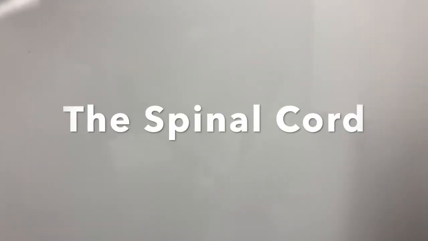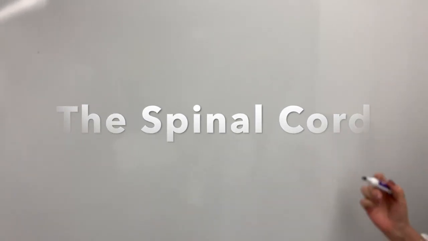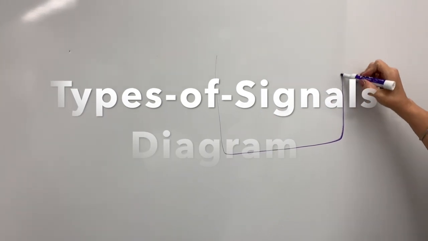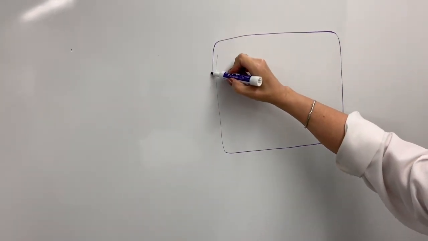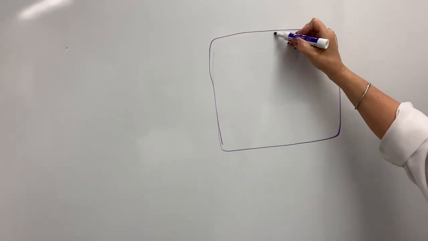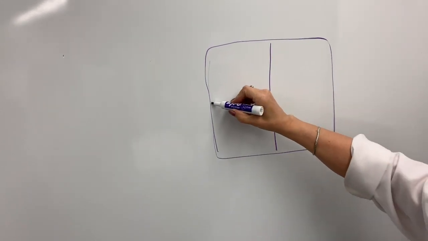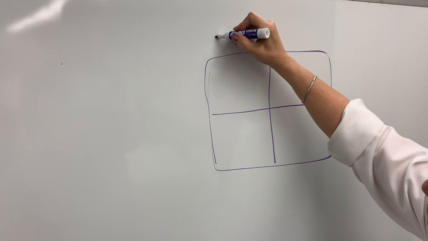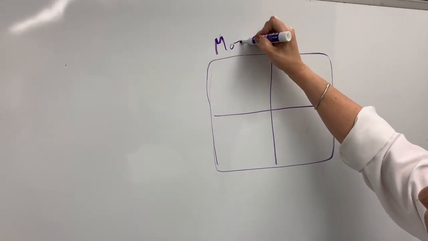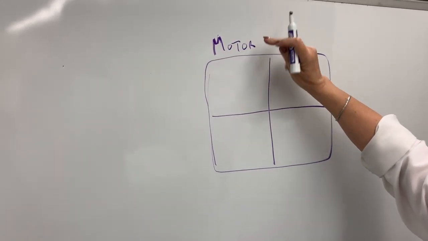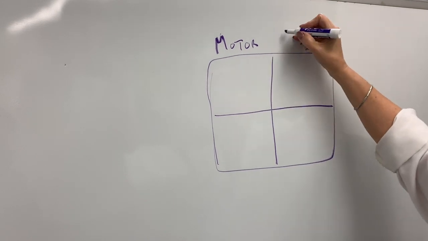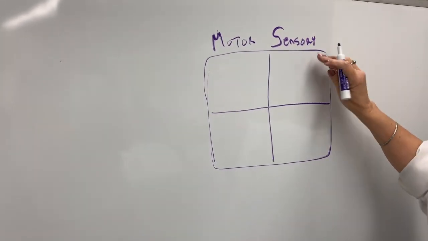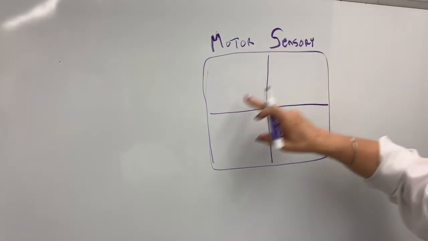I'm going to draw a quick four square to help you remember the type of signals that we have. If you remember this four square, you can never make a mistake. We know that signals are either motor, that is an outgoing signal, or they are sensory, that is an incoming signal.